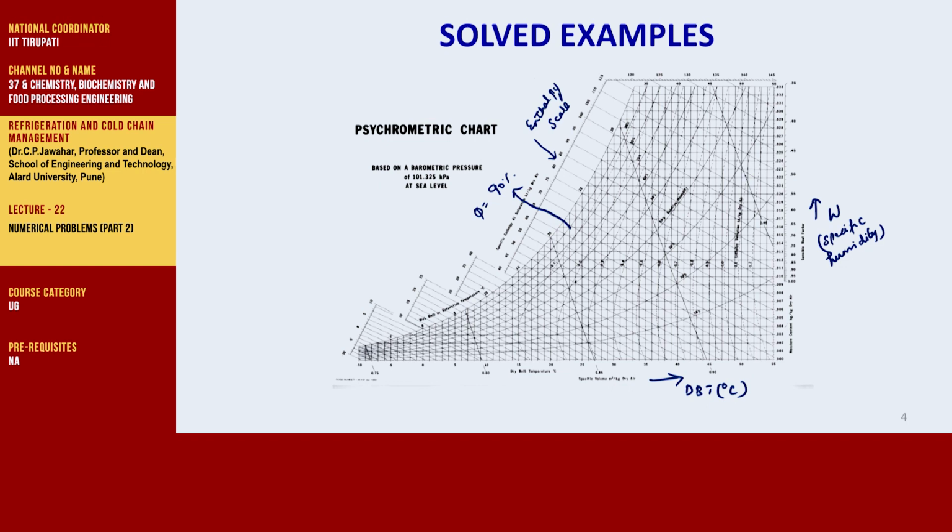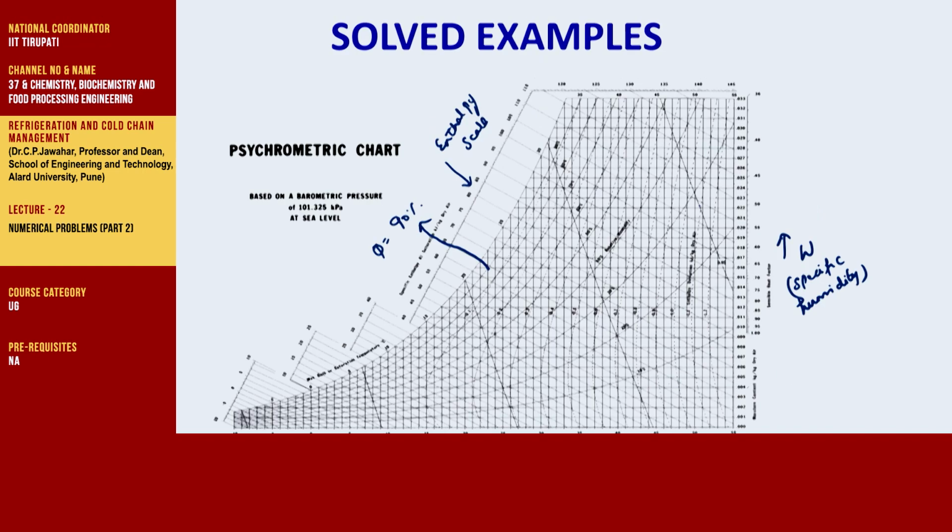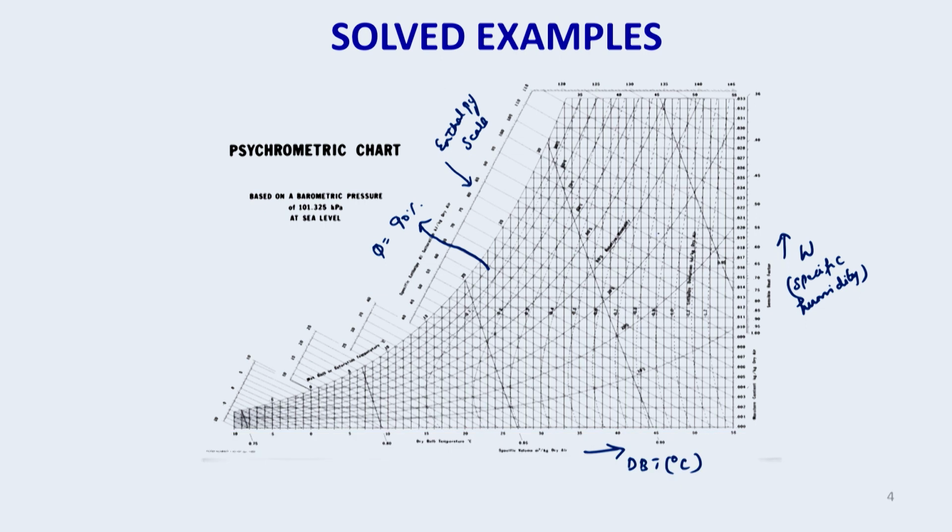I think the lines may not be clear, but when you use the psychrometric chart in physical mode, you will be able to see it clearly. Just to give an idea, I have enlarged the chart in the PPT as much as possible. So these are all wet bulb temperature lines. These inclined lines are called wet bulb temperature lines.